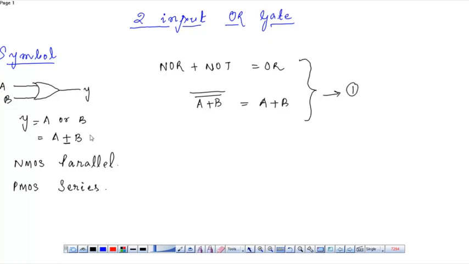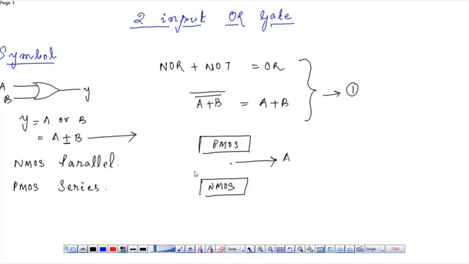and we will implement this A plus B in terms of PMOS and in terms of NMOS, and the output obtained will be, if I implement here A plus B, if I try to implement by keeping all the NMOS in parallel and PMOS in series, then I'll obtain an output as A plus B bar, that is same as your NOR.